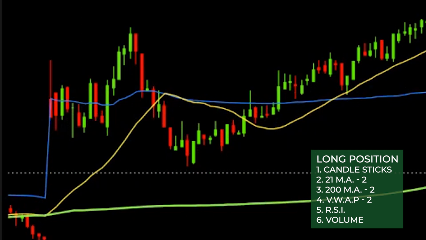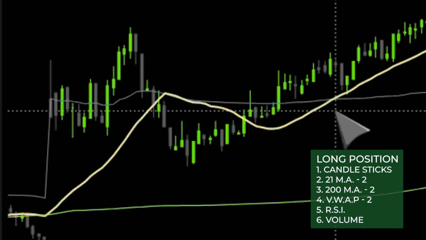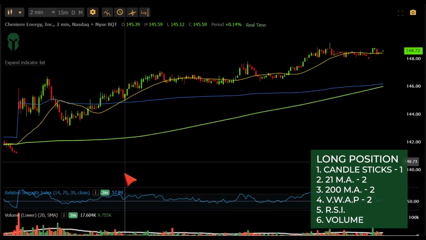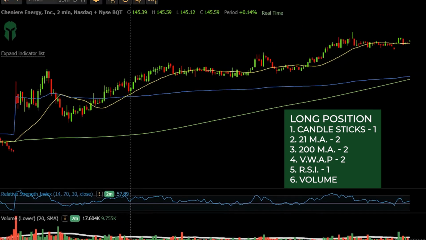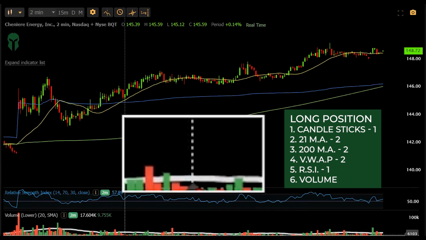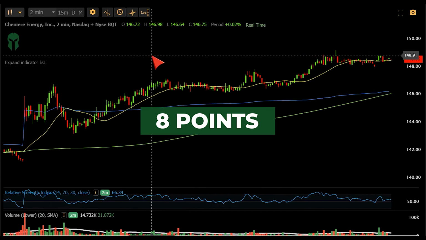And we would look at this and go, yes, we have more green than red. Therefore, we have another point, 7. We would then look at the RSI and see if it's going in line with what we wanted. And the answer would be, yes, it is. 8. Do we have the volume? No, we do not. We do not have any volume. Therefore, this would be a total of 8 points.